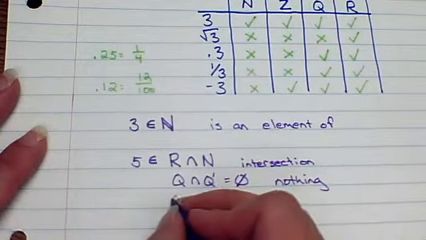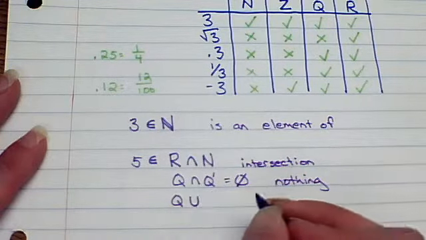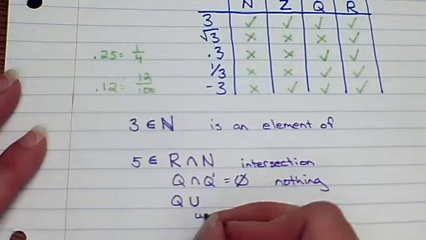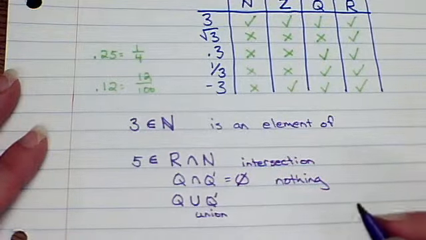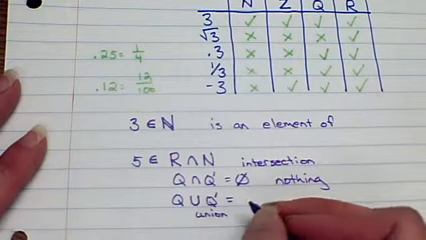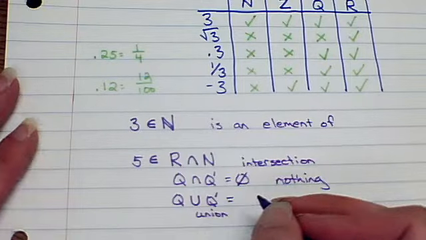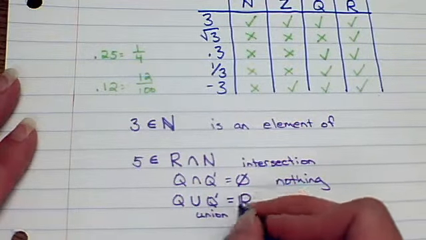Now, what do I get if I did a union? That symbol means union. What if I did the union of the rationals and the irrationals? What am I going to get back? Everything, right? Because something's either rational or irrational. Now, if I put it all together, I'm going to get back my real numbers.